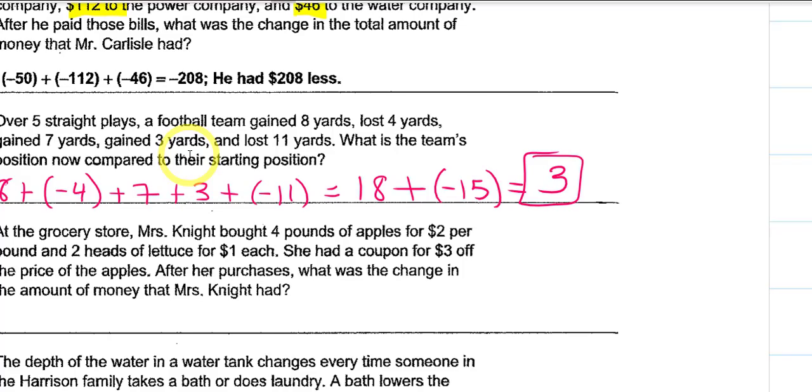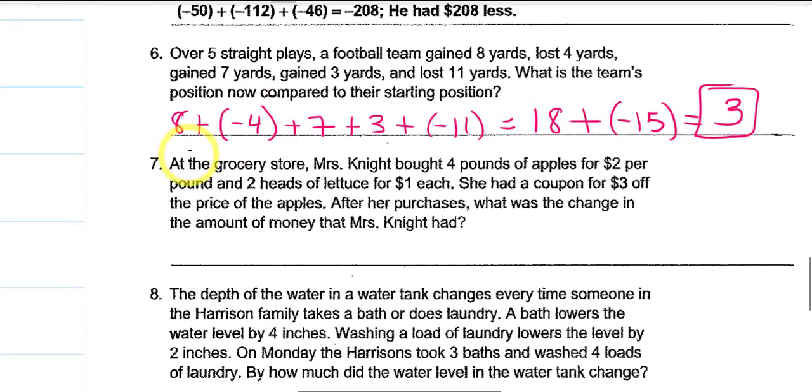And I would write this, because you know my HRW is going to ask you for a full sentence. So we would say they had a 3-yard gain. The word gain is representing my positive. I know it was a 3-yard gain.